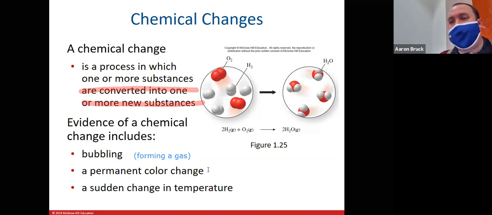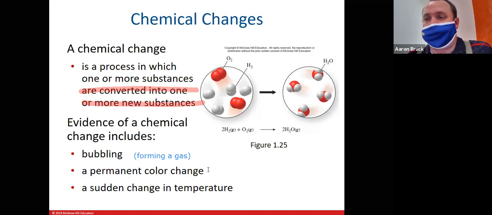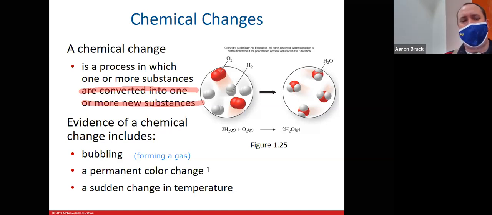Or we see a sudden change in temperature. I take two solutions, I combine them together, all of a sudden it gets really hot. I take two powders, I combine them together, all of a sudden it gets really cold. Sudden changes in temperature are telltale signs of chemical change.